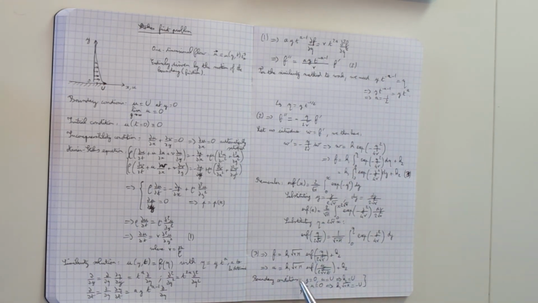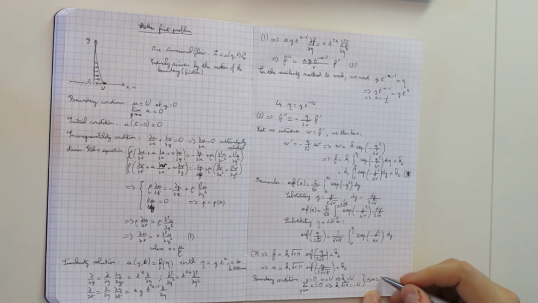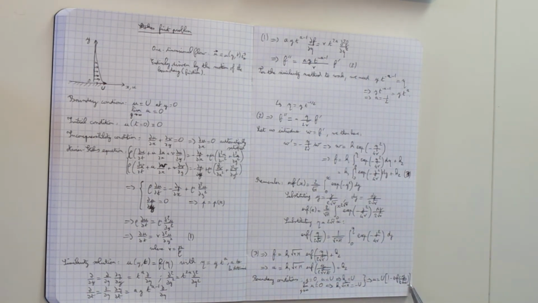And then I can just replace all this in and get that my velocity, factoring everything by U, is U times 1 minus the error function of y over 2 square root of nu t. And this is the ultimate solution to Stokes' first problem. This concludes this video on the solution of Stokes' first problem.